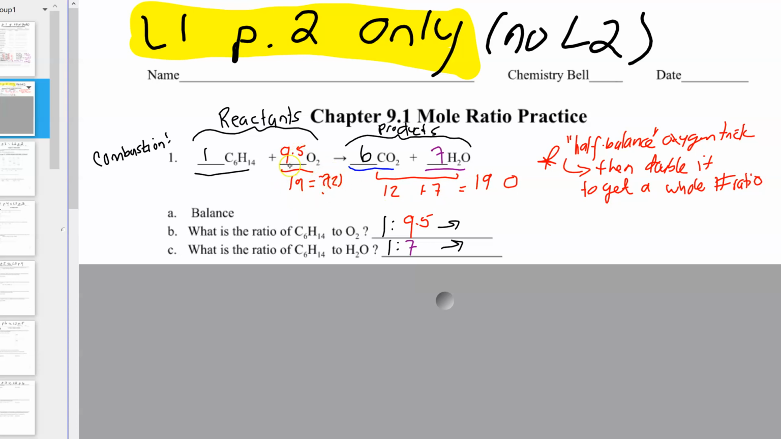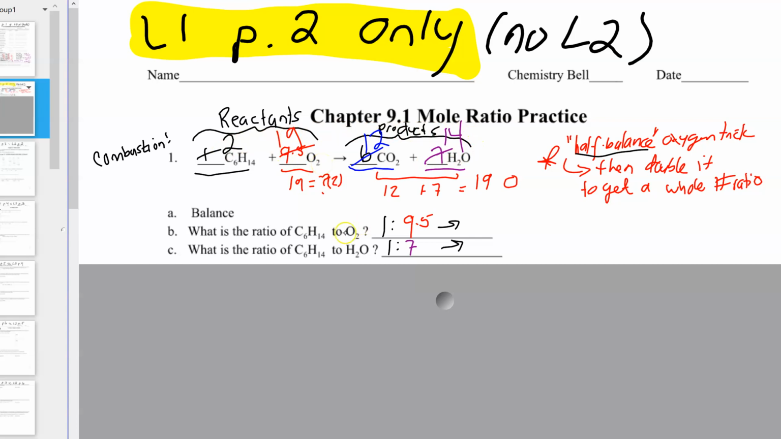So what can I put in front? 9.5. Now this is our little trick. We called it half balancing. So you half balance your oxygen, then double it to get a whole number ratio. So if we want to make this proper, we're going to make this 2. Double this, you'll get 19. Double this one, we're going to get 12, and then double this one, we're going to get 14. Now they're still in the same ratio to each other, but we've gotten rid of that half.